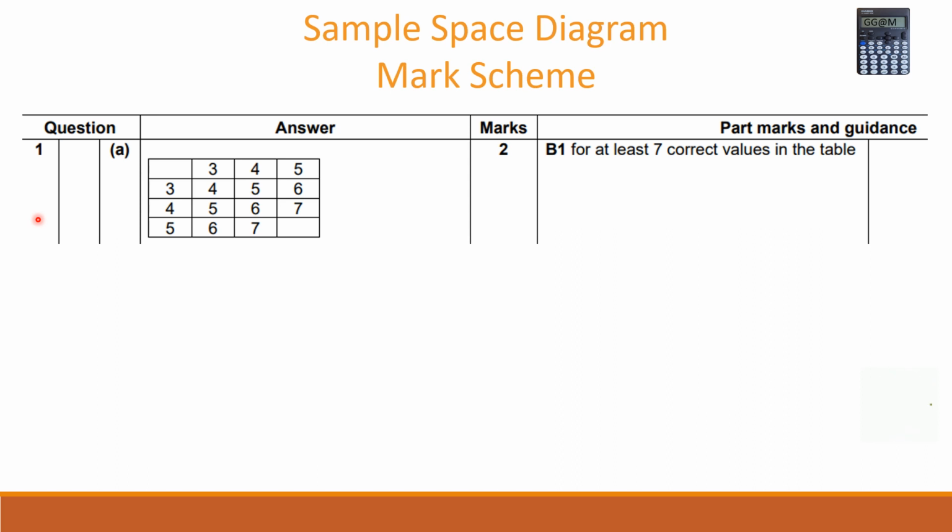The mark scheme on this question shows the two-way table that we can see here, or the sample space diagram. These are the missing values. It was worth 2 marks, and B1 is a method mark. So you had to get at least 7 correct in the table in order to get 1 mark for this question. Well done, guys, if you managed to get this correct. Fantastic work.